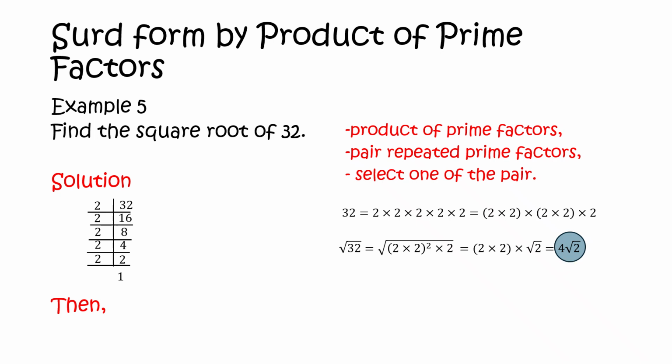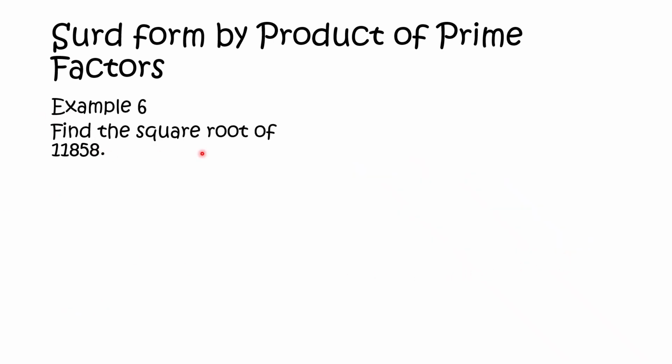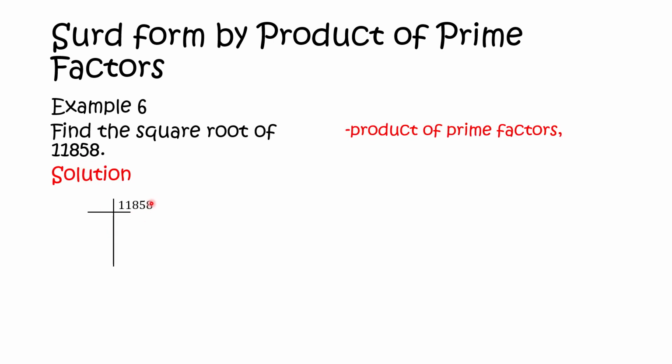Great job. Now let's move on to example 6. With example 6, we are asked to find the square root of 11,858. So finding the prime factors. Since the last digit is an even number, we know that the first prime factor would be a 2. So dividing that by 2, we get 5,929. That divided by 7, we get 847. That divided by 7, we get 121. Divided by 11, we get 11. By 11, we get 1.